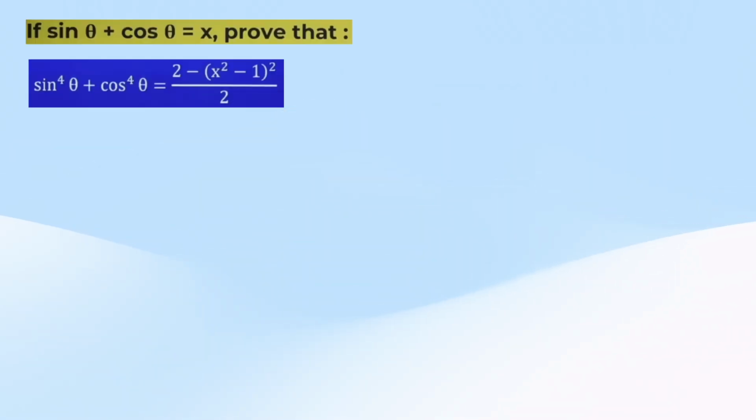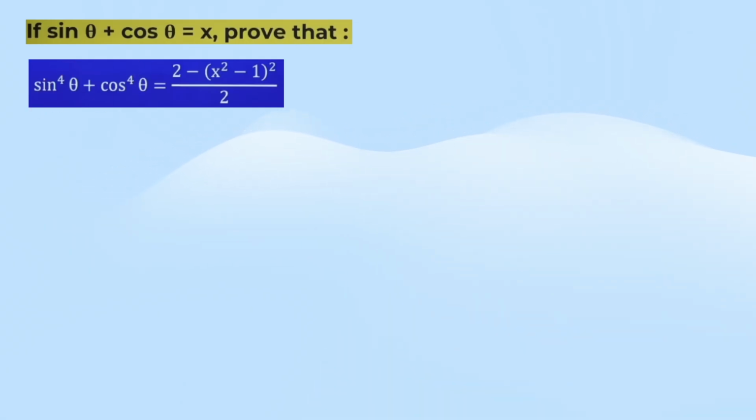Now let's see this question. This is another type. Basically, we have to prove the same thing, sin^4 theta plus cos^4 theta, but we have to prove it in the form of a variable x. The value of x is given as sin theta plus cos theta. It means we have to make use of sin theta plus cos theta equals x, and whatever the answer of my identity is, I should try to write it in terms of x.